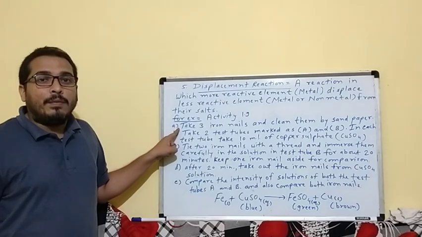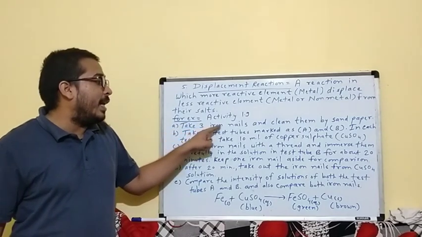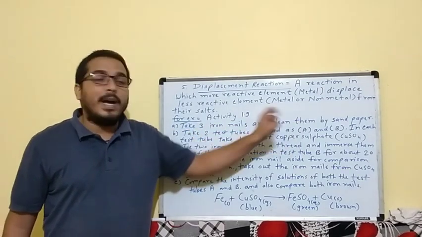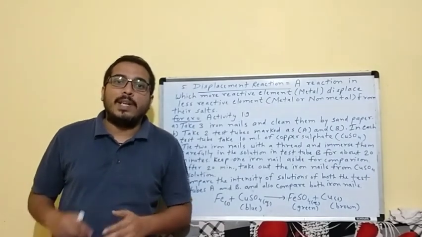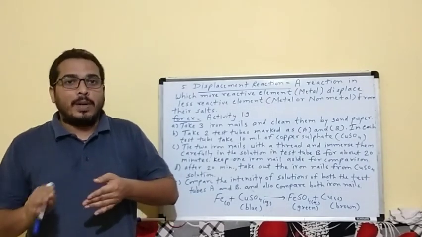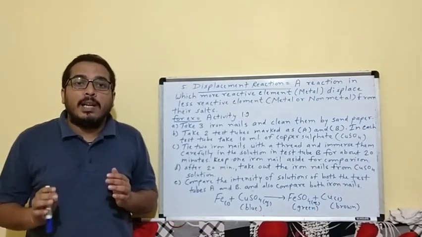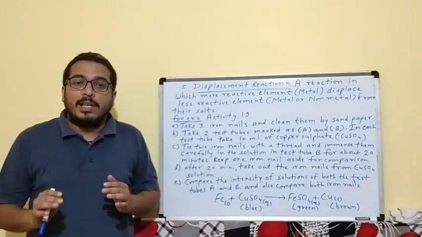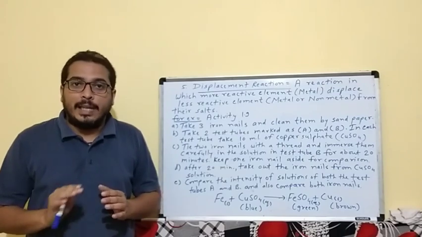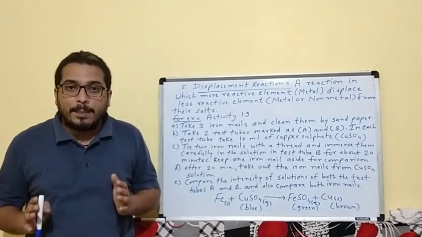In this activity, the first point is take 3 iron nails and clean them with sandpaper. We will take 3 iron nails and we have to clean them with the help of sandpaper, because we know that on an iron nail there is a layer of iron oxide deposited, so we have to first clean it with the help of sandpaper.